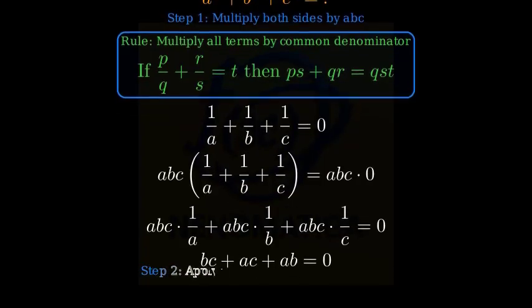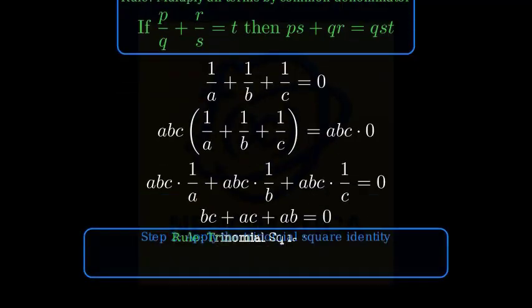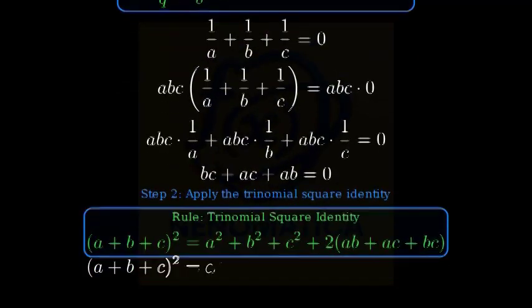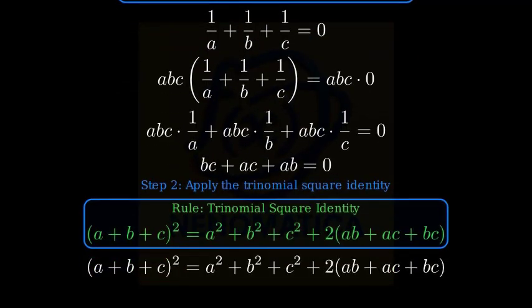First, we'll apply a common technique for equations with fractions, multiplying all terms by a common denominator to eliminate the fractions. Now we'll use the trinomial square identity to help us find a squared plus b squared plus c squared. The trinomial square identity states that the square of a sum equals the sum of squares plus twice the sum of all possible products. That is, a plus b plus c squared equals a squared plus b squared plus c squared plus 2 times ab plus ac plus bc.